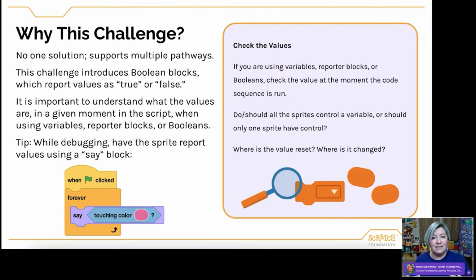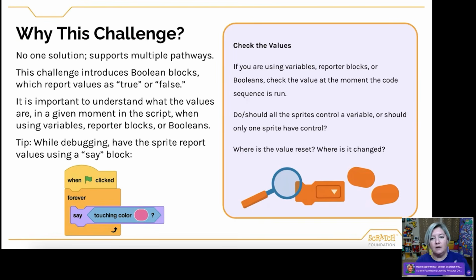Why we like this is that touching color uses a Boolean block to determine if the fish is touching the pink coral. Boolean blocks, if you're not familiar, report values as true or false. So if a sprite is touching the color in this block, the block will report true. And if it isn't touching the color, it will report false. This is information that we can use to understand where the program sees the sprite touching the color you've entered so that you can debug issues.